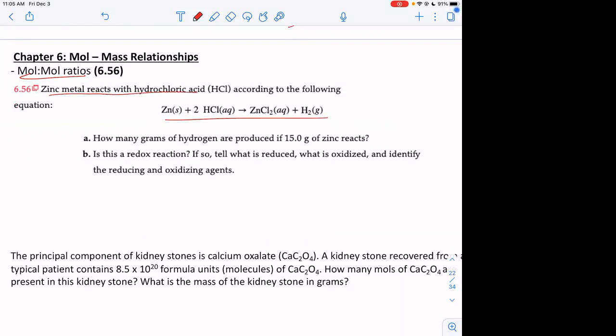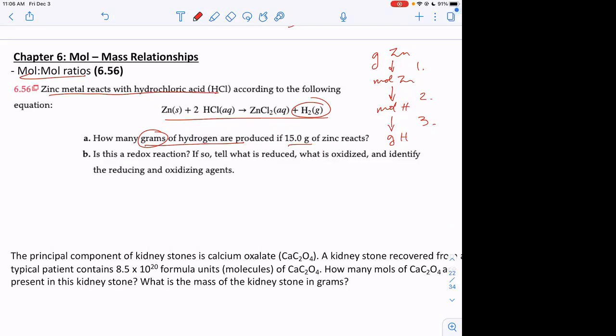So it says zinc metal reacts with hydrochloric acid according to the following equation. It's already balanced for you. How many grams of hydrogen, this right here, are produced if you have 15 grams of zinc? This is the full 3-part problem, okay? You start with grams of zinc. You convert to moles of zinc, using the molar mass. Then you convert to moles of hydrogen. Then, because the question says how many grams of hydrogen, you convert back to grams of hydrogen. So there's 1, 2, 3 steps. And all you're using is molar masses and a mole to mole ratio.